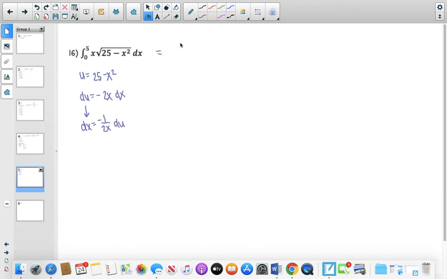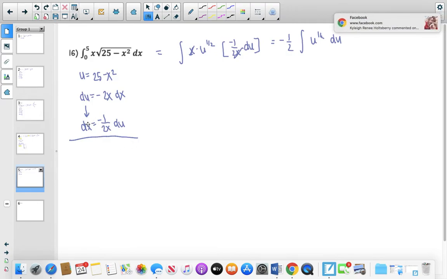Okay? So we're going to rewrite this problem. I'm not going to write the boundaries yet. I have x times u to the 1/2. I'm going to go ahead and just switch up to the half power. And then replacing the dx with negative 1 over 2x du. That gets rid of the x. It kicks out a negative 1/2. And then you have u to the 1/2 du. There's no x's, so we're integrating with respect to u. We're good. The only thing we have to figure out is these new boundaries.